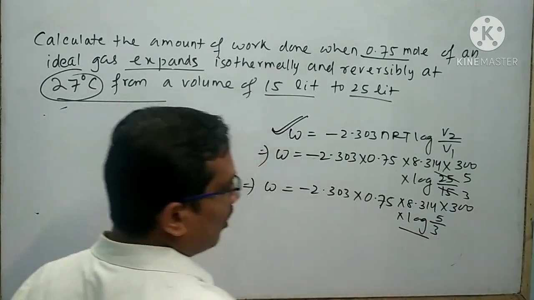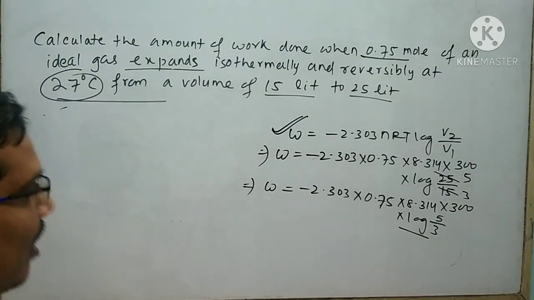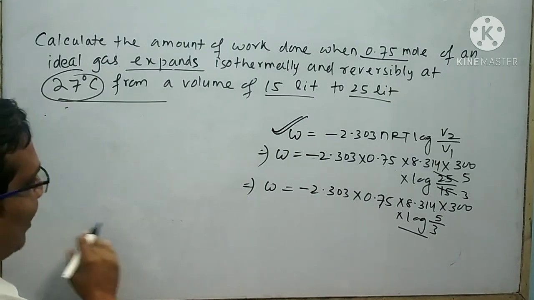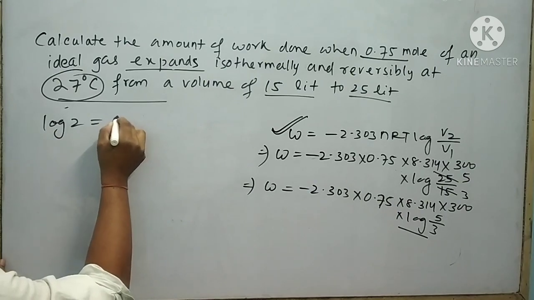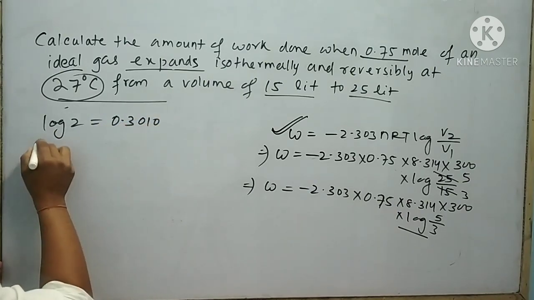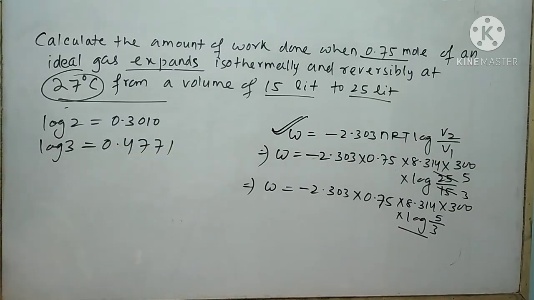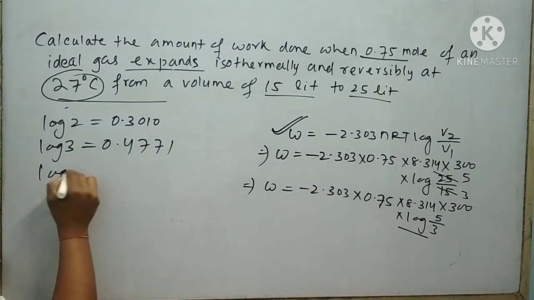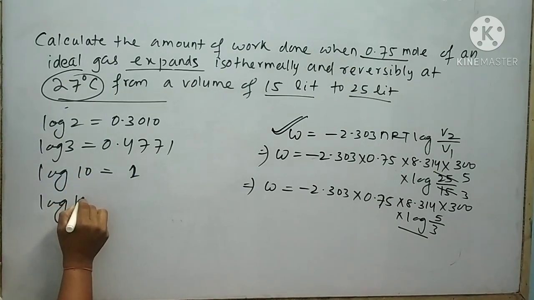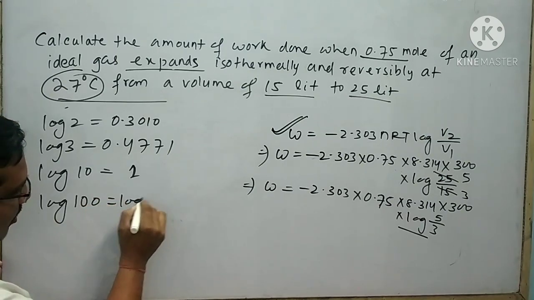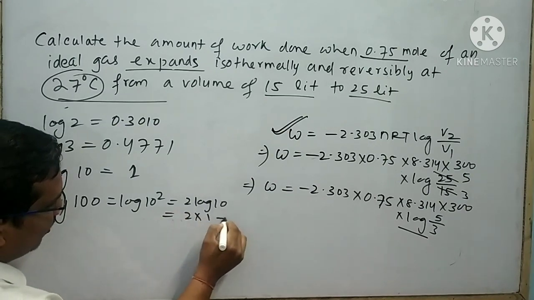Now solve the log 5 by 3. Before solving the log 5 by 3, it is bound to remember some important formulas related to the logarithm. Log 2 equal to 0.301, log 3 equal to 0.4771, log 10 equal to 1, log 100 equal to log 10 square equal to 2 log 10 equal to 2 into 1 equal to 2.